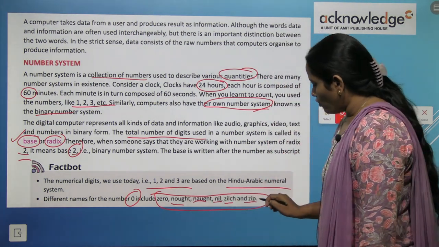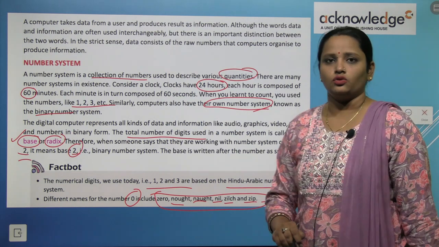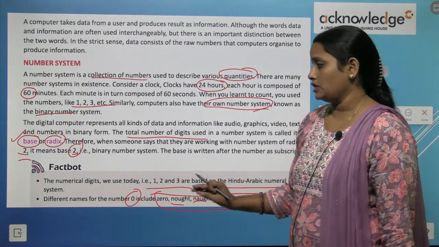So the meaning of all these words here is 0. इन सारे words जो यहाँ लिखे हैं इनके meaning क्या है?